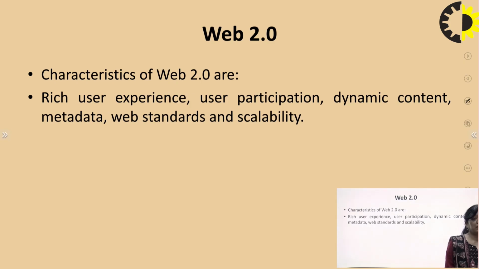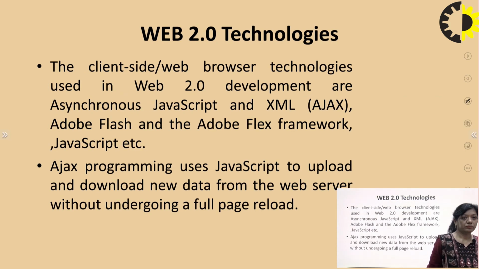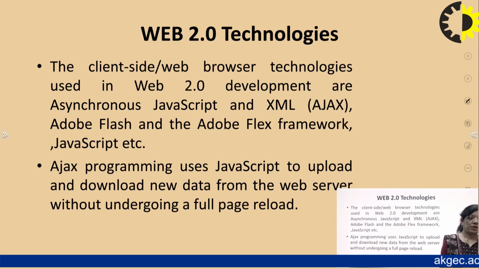Now the characteristics of Web 2.0 are rich user experience, user participation, dynamic content, metadata, web standards, and scalability. So the technologies which we use in Web 2.0 are client-side web browser technologies. Development tools are Asynchronous JavaScript and XML, like Ajax, Adobe Flash, the Adobe Flex framework, JavaScript, etc.